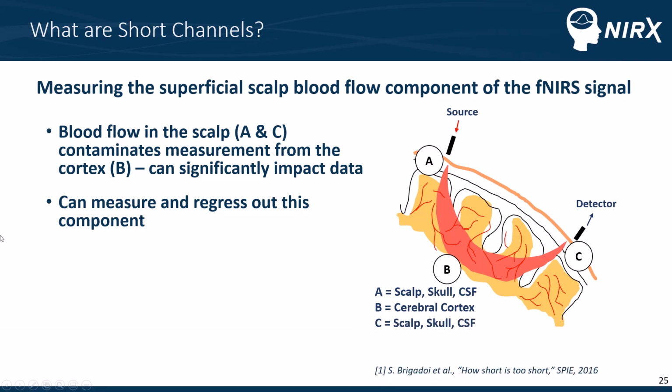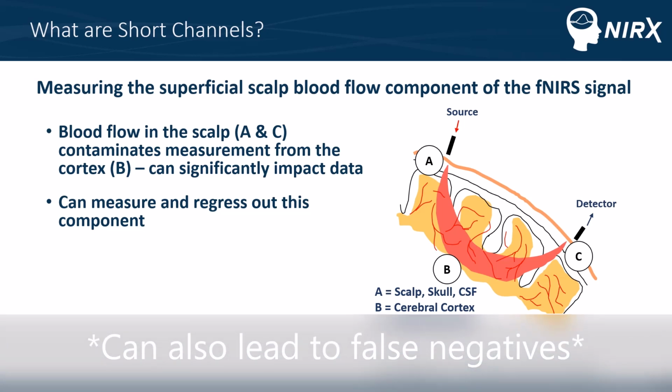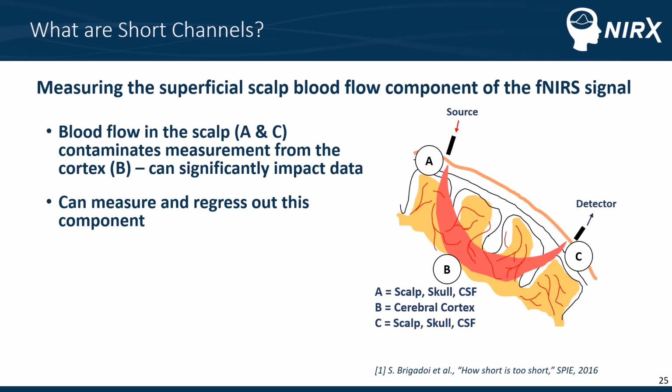So this blood flow measurement can contaminate your measurement from the cortex, and it can significantly impact your data, specifically when changes in systemic physiology occur simultaneously with changes in cortical activation. In that case, you could conflate your measurement and it could lead to a false positive result because changes in your systemic physiology masked changes in your cortical activation.